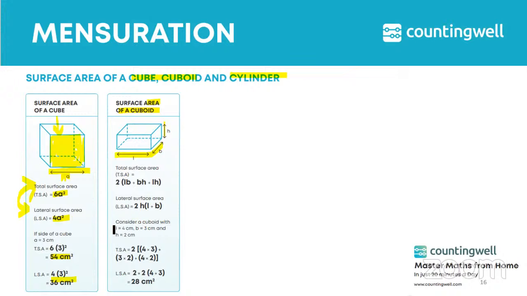So let us consider a cuboid having length, breadth, and height given here as 4 centimeter, 3 centimeter, 2 centimeter respectively. If you substitute these values, then you will get the total surface area using the appropriate formula given here, and the lateral surface area using the formula given here.